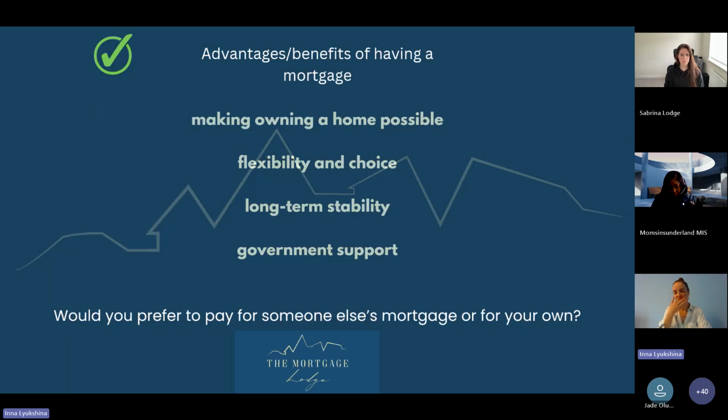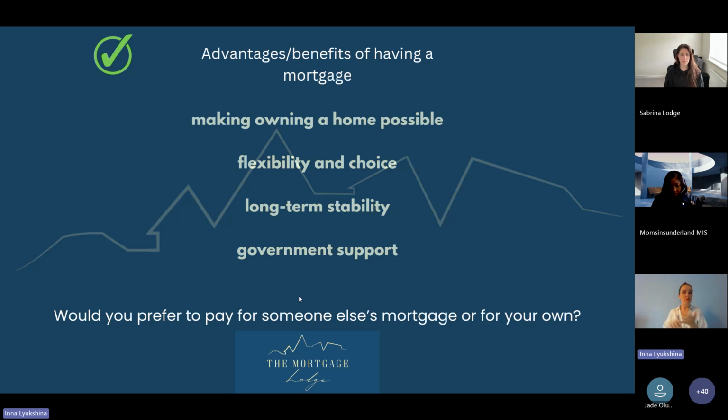Now, the last and final advantage of having a mortgage is government support. It's all about a number of different schemes that the government tends to design and introduce at different times, just to allow first-time buyers to get on the property ladder, because the government wants people to buy. They don't want to make it very difficult. And the more people buy, obviously, everybody will benefit from that.